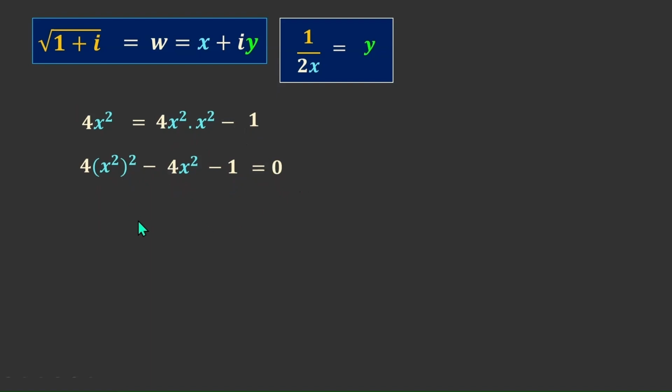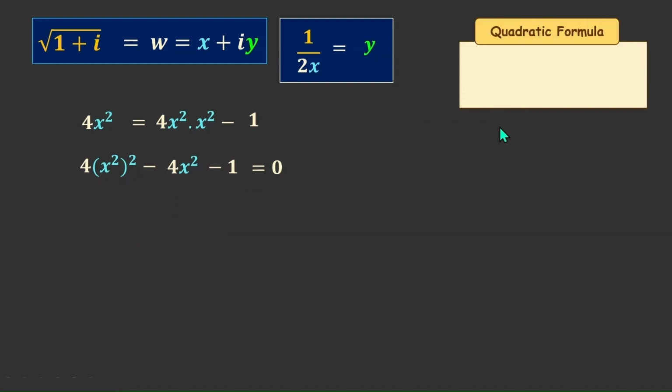Now this is a quadratic equation, but the quadratic equation is not on x, but it is on x squared. So first we'll get the value of x squared, and from that we'll get the value of x. So let's use the quadratic equation formula to find the roots. So we have the quadratic formula as x is equal to minus b plus minus under root b square minus 4ac divided by 2a. Now here our b is minus 4, our a is 4, and our c is minus 1. So let's use the formula.